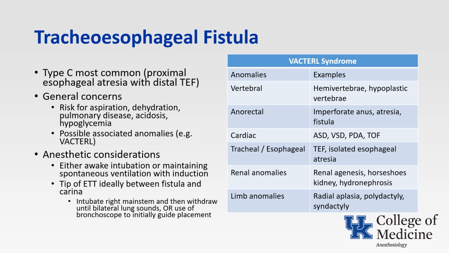So there's a couple of different ways you can do this. If you don't have a bronchoscope immediately available, you can try to intubate the right mainstem, and then withdraw slowly until you just get bilateral lung sounds, or you can just use a bronchoscope to initially guide placement.